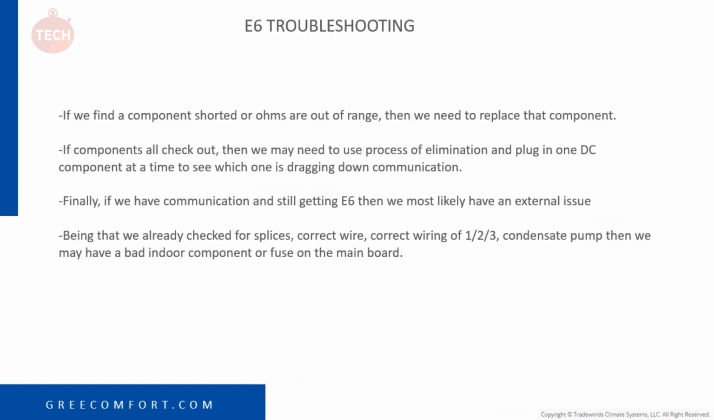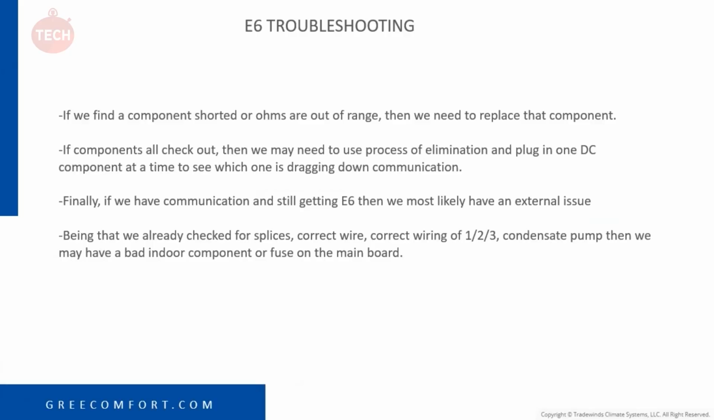If we find the component is shorted or out of range, of course, we need to replace that component. If the components all check out, then we may need to use a process of elimination and plug one DC component in at a time to see which one is dragging down communication. For example, at power off, already board's discharged, we're going to plug in your EEV, turn power on, check your communication. If communication is 55 volts, then we know, okay, it's not that, and then turn power off, wait 10 minutes for that to discharge, and then plug in your next component.